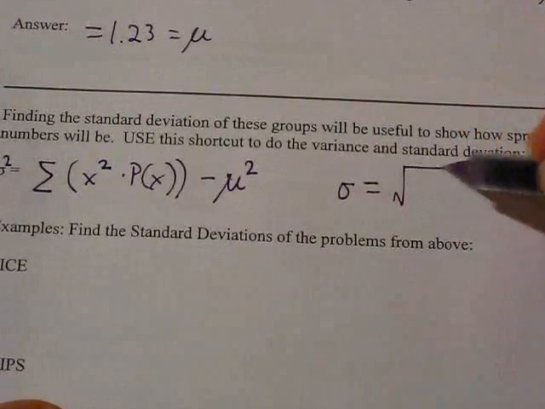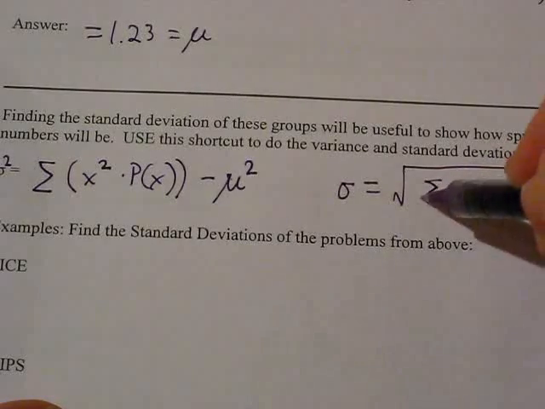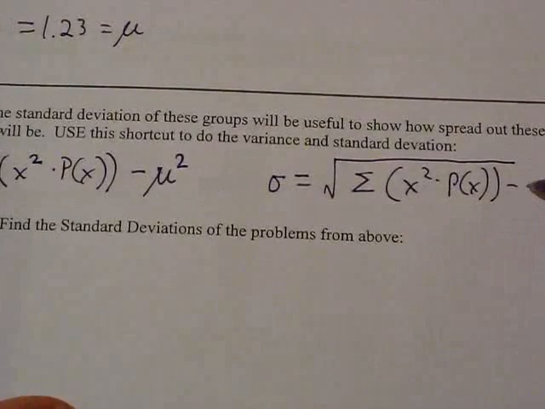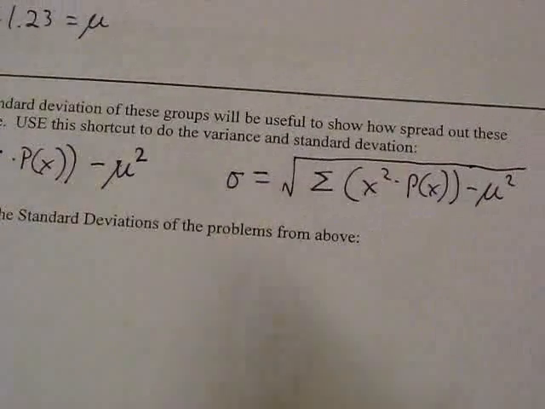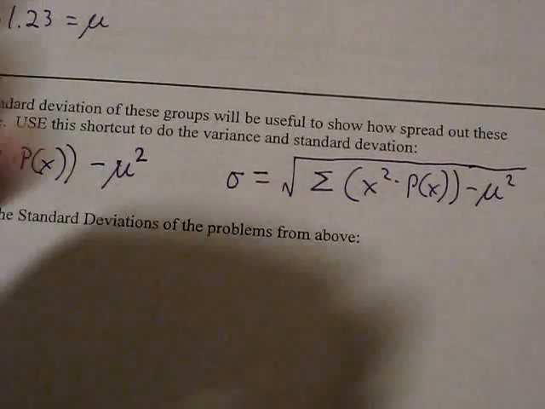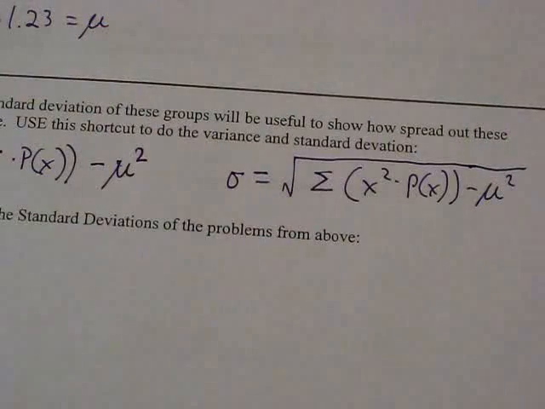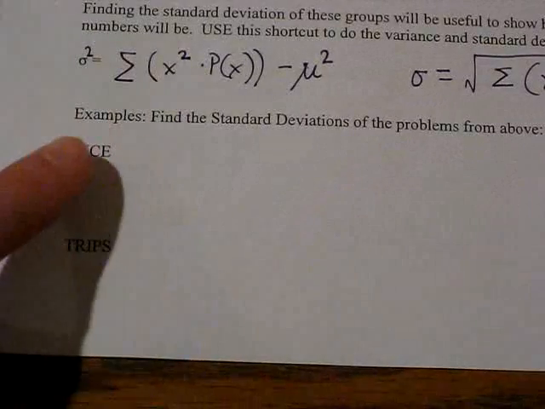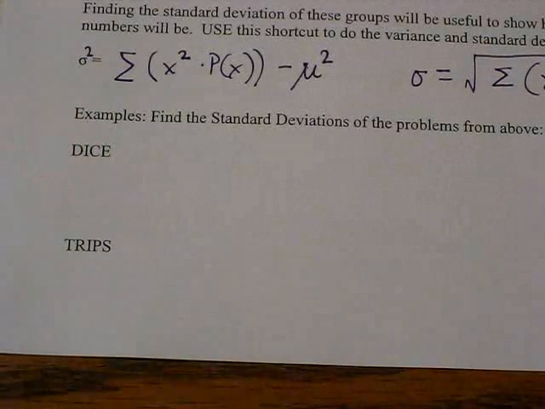So the square root of the sum of the outcome squared times the probability of each outcome minus the average squared. And that's all under the square root. So please take the square root very, very last. We work from inside out with parentheses. So what we're going to do is find the standard deviation of the dice rolls and the trips we took.